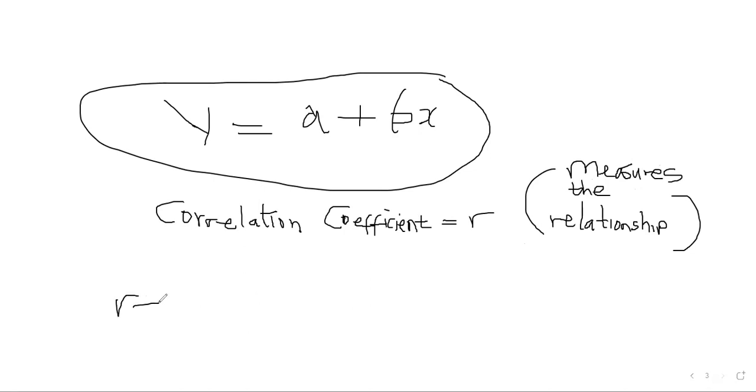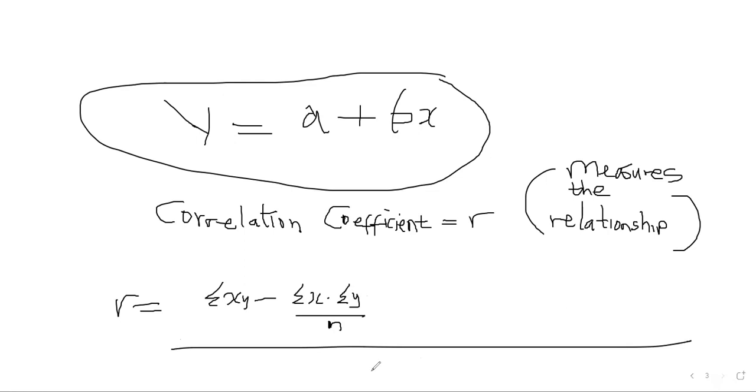So our R is given by the summation of xy, then minus the summation of x multiplied by the summation of y over n, then over the square root of the summation of x square, then minus the summation of x, squared, over n. So over n here. Of course, you can present it this way.